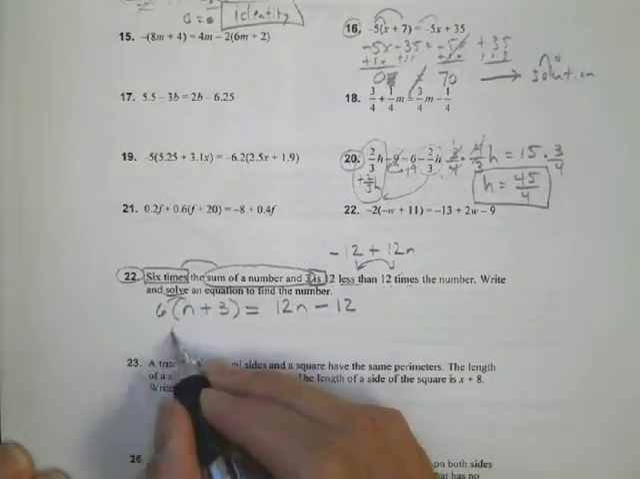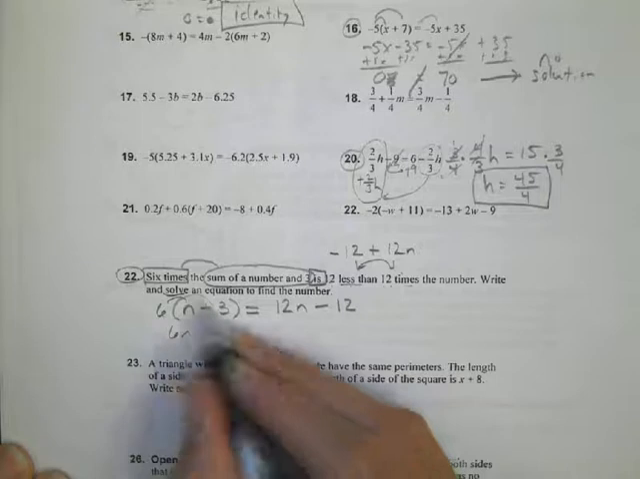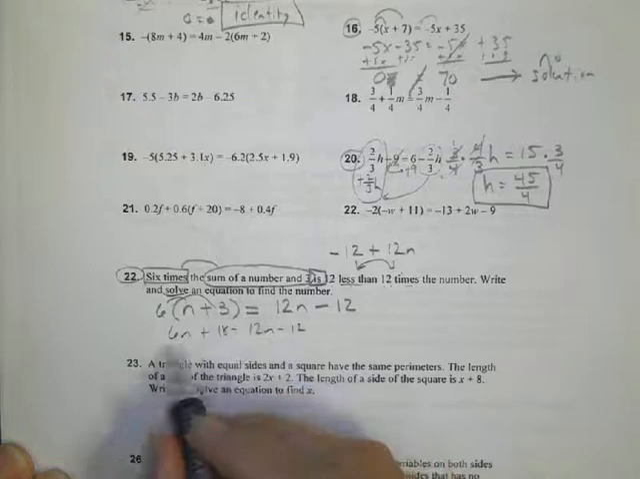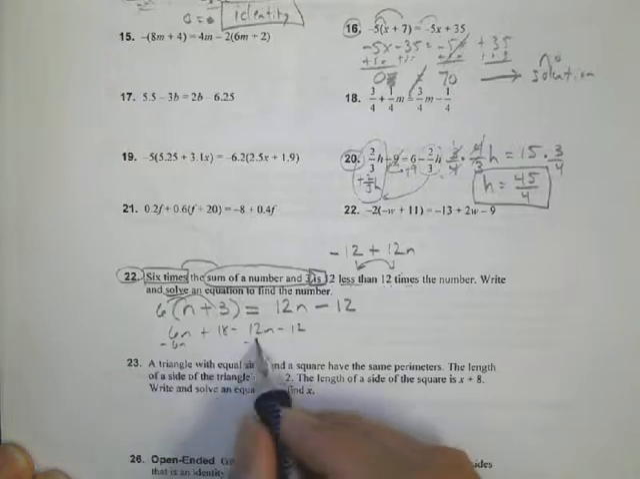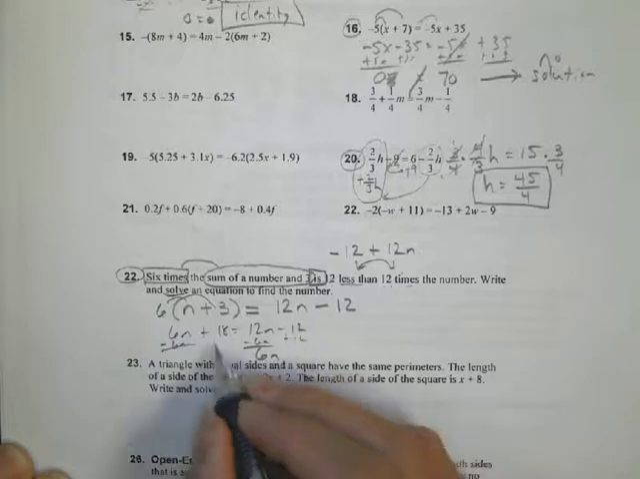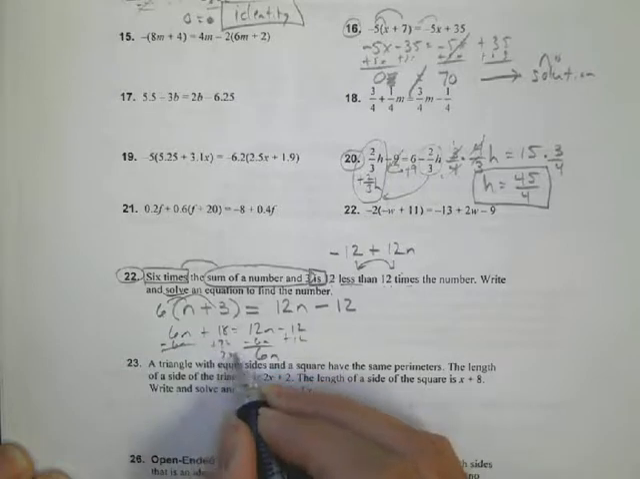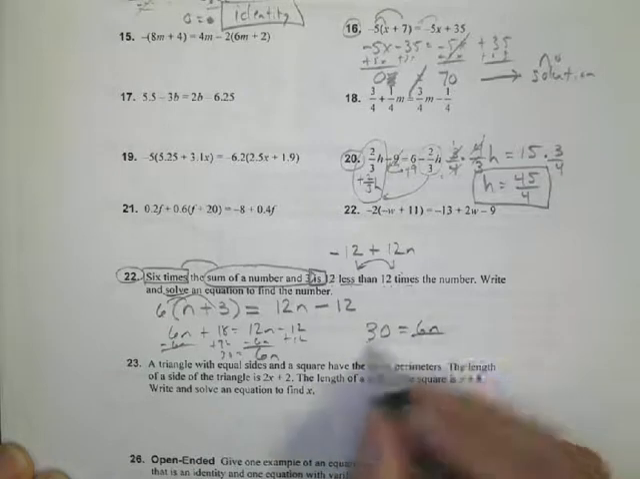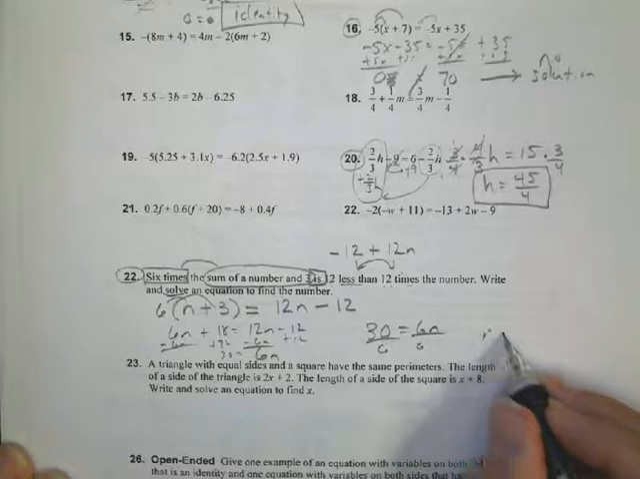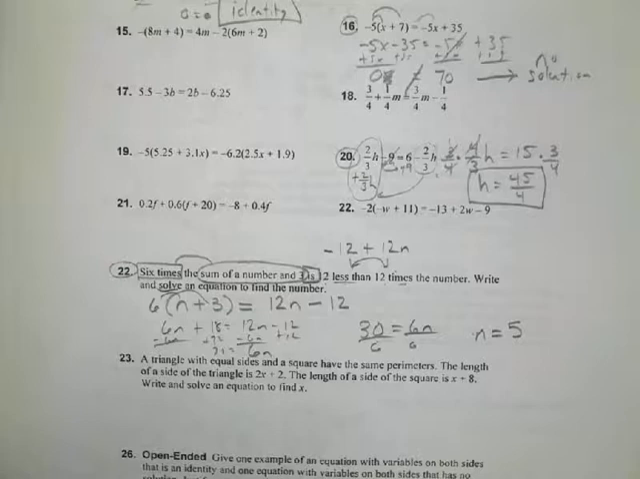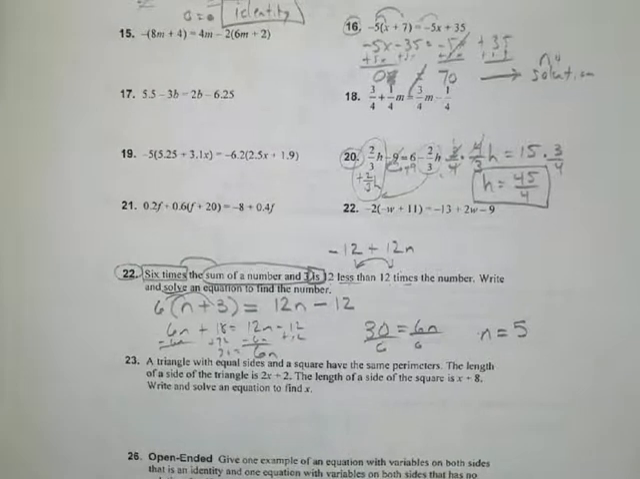Then it says, write and solve. So let's solve it here. 6 times n is 6n plus 18 equals 12n minus 12. I'm going to subtract 6n here, subtract 6n there. So I have 6n on this side, and let's add 12, and we have now 30. So 30 equals 6n, divide both sides by 6, and n is going to be equal to 30 divided by 6, which is 5. And so that's my little solution there, and we're all done.